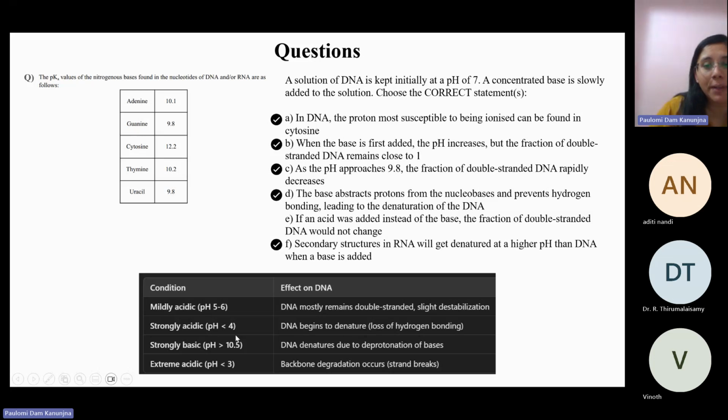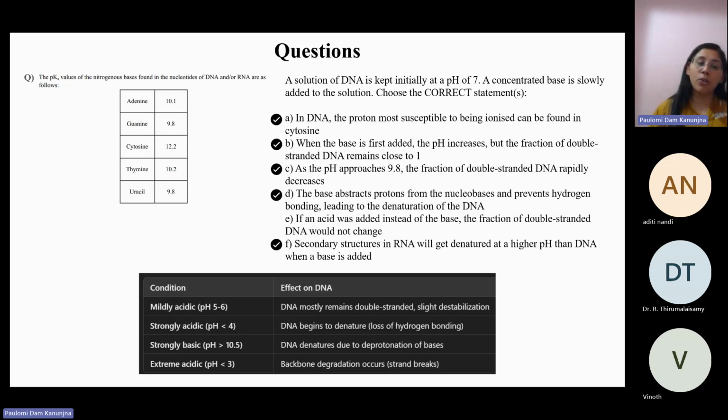If it goes to 4, it becomes denaturation again, loss of hydrogen bonding. If it is extremely acidic, it becomes complete degradation because of backbone breakage. So an acidic change to the pH has more effect on the DNA than a basic change. That's why E is incorrect. And F is: secondary structure in RNA will get denatured at a higher pH than DNA.